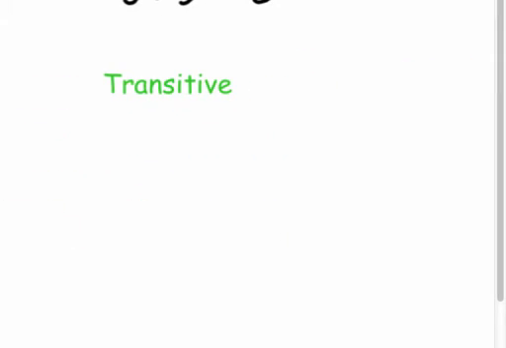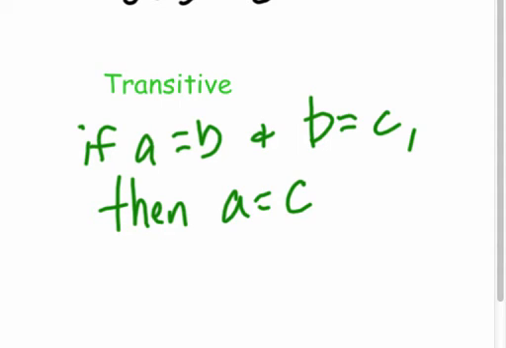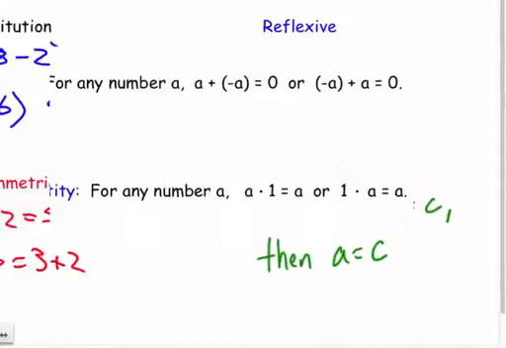Transitive. The transitive property is a little bit different. It looks something like this. If A equals B and B equals C, then A has to equal C. So basically, if two things equal the same thing, then those two things are equal to each other as well, right? Both A and C equal B, which makes them equal to each other. That would be the transitive property.